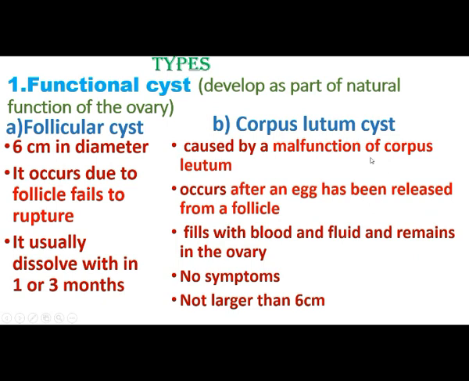Then corpus luteum cyst. It is caused by the malfunction of the corpus luteum. It occurs after an egg has been released from the follicle and fills with blood and fluid and remains in the ovary. There will not be any symptoms, and it is no larger than 6 cm. So this is the difference between the follicular cyst and corpus luteum cyst. This is formed by the follicle failing to rupture. This is because of malfunction of corpus luteum. So the first is functional cyst, that is divided into follicular cyst and corpus luteum cyst.